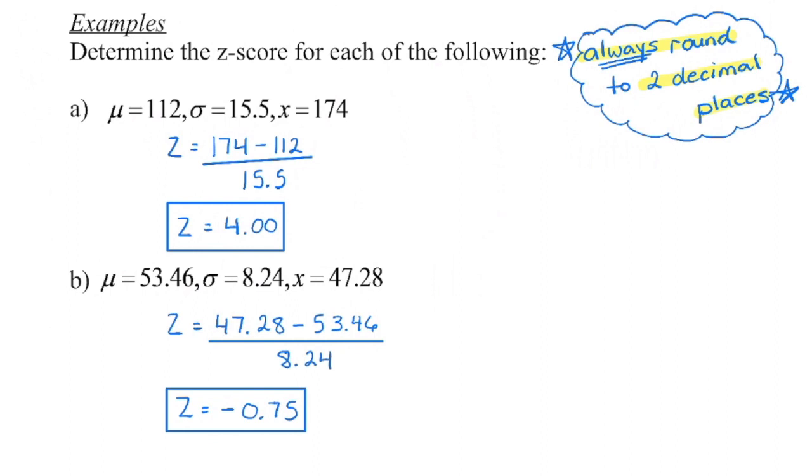Always, always, always, if you get an irrational number, you have to round to 2 decimal places, to the nearest hundredth, rounding rules apply. So you have to follow those rounding rules and round properly, because we're going to start looking at how you use a z-score table, and we have to get these numbers rounded correctly to the nearest hundredth.